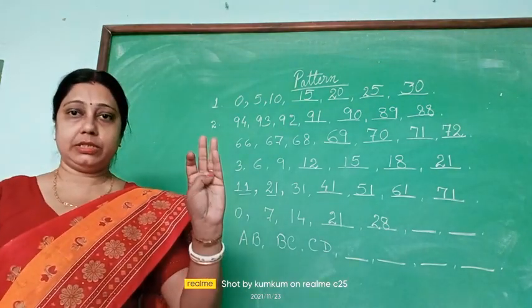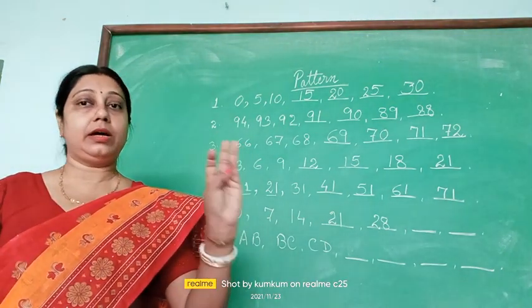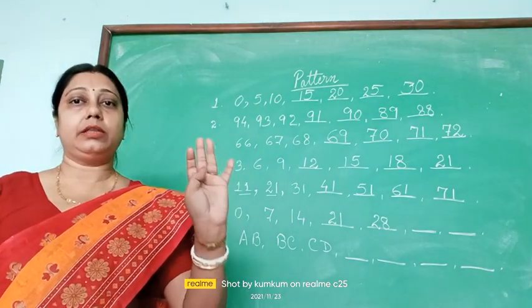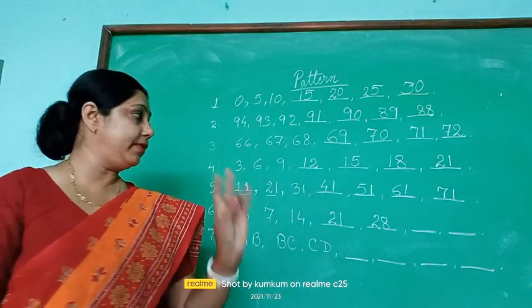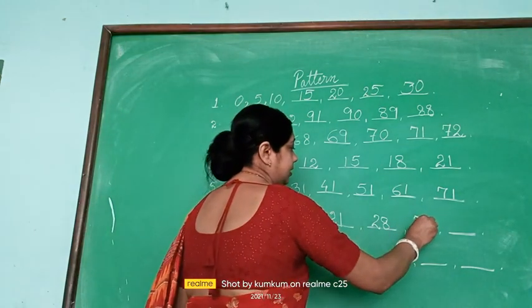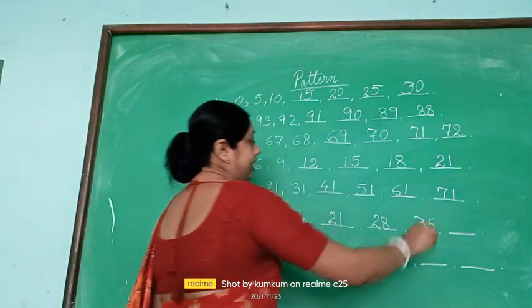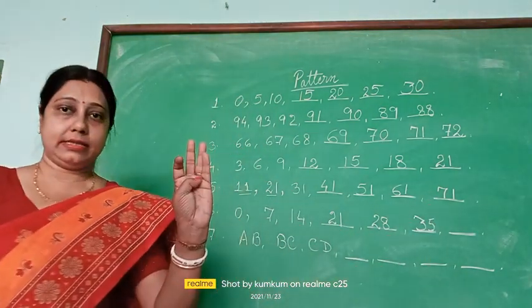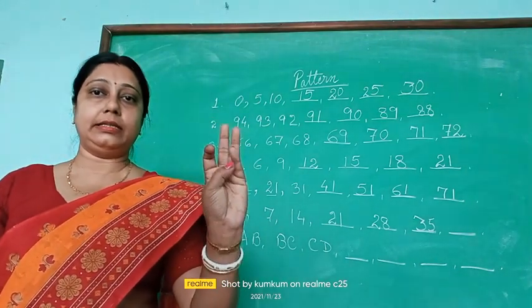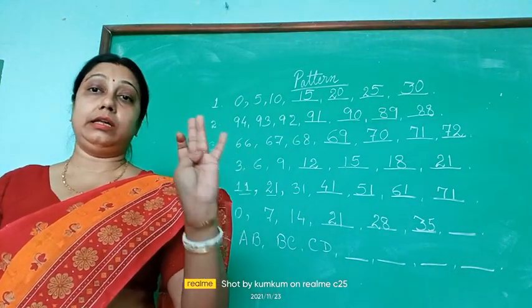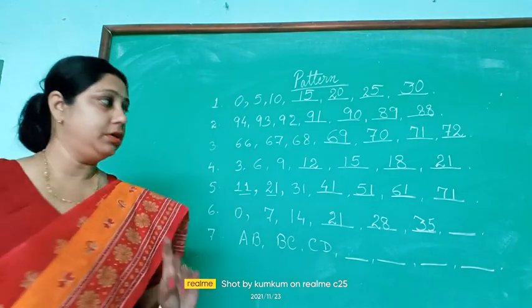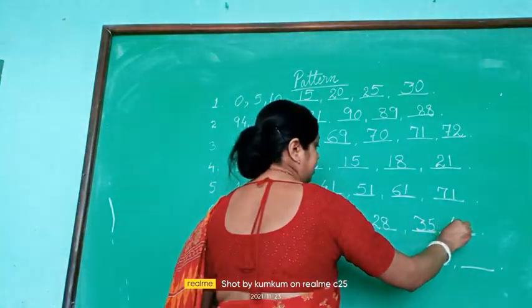After 28, 29, 30, 31, 32, 33, 34 and 35. So we are going to write here 35. After 35, 36, 37, 38, 39, 40, 41, 42. So I will write here 42.